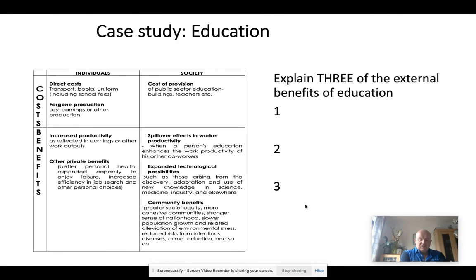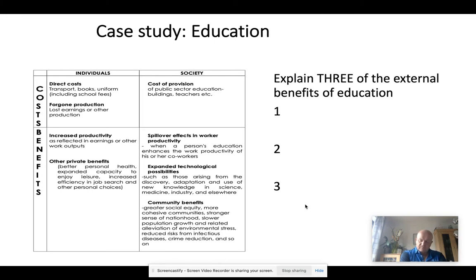Okay. Now, some of the benefits you could say for individuals is that they tend to get increased productivity on the basis of getting better skilled. But also there are some other private benefits, maybe better personal health, expanded capacity to enjoy leisure, increased efficiency in job search and other personal choices. So all of those things with education, you tend to find that those things tend to be significant benefits.